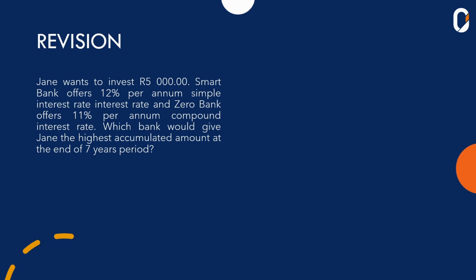Jane wants to invest 5,000 rands. Smart Bank offers 12% per annum simple interest rate, and Zero Bank offers 11% per annum compound interest rate. Which bank will give Jane the highest accumulated amount at the end of a 7 year period? Let's see how we solve this one.